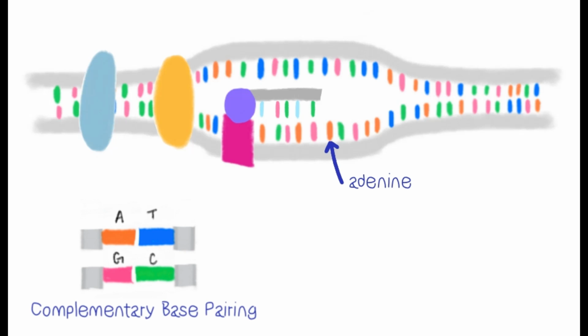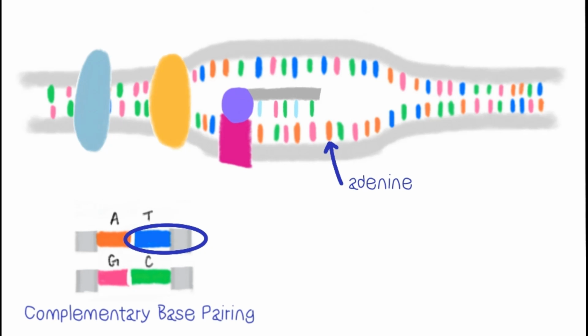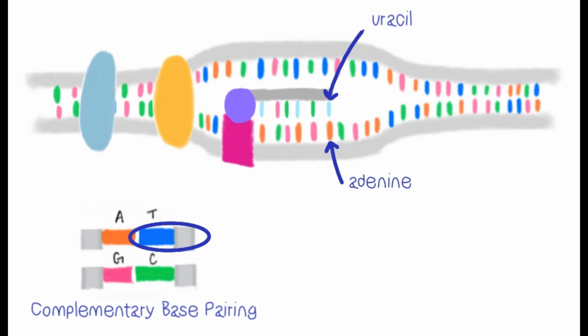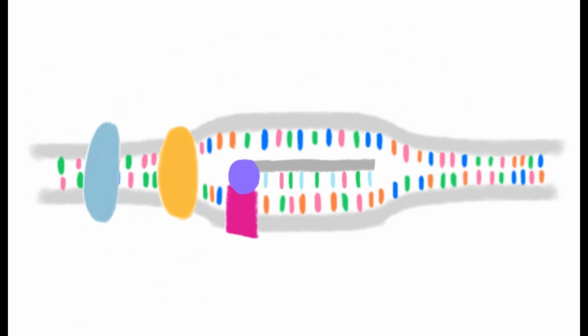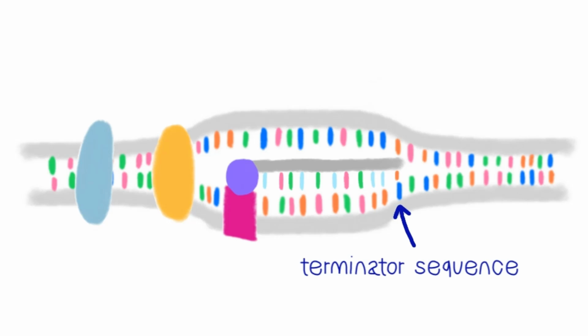So let's say the next base read by RNA polymerase is adenine. Typically, you would add thymine to the chain. However, because this is a piece of RNA, you will use uracil, and this is how uracil replaces thymine. Okay, RNA polymerase is busy doing its job, and now it's come across the terminator sequence. After the terminator sequence is transcribed, the process ends, and RNA is detached from the DNA sequence.